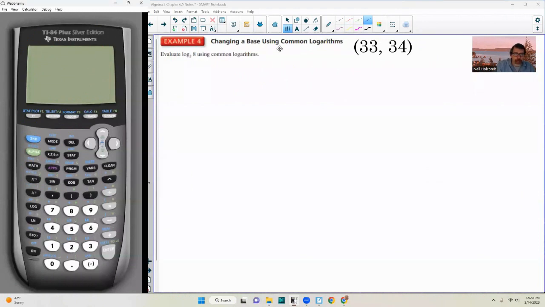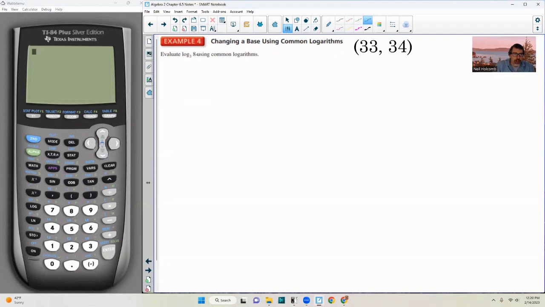Okay, changing a base using common logarithms. Evaluate the log base 3 of 8 using common logarithms. So remember, the log base 3 of 8 equals the log, and it is base 10 if you just say the log of what you're taking. The log base 3 of 8 becomes the log base 10 of 8. In this case, I'll write the 10, but you don't need to, divided by the log base 10 of 3.